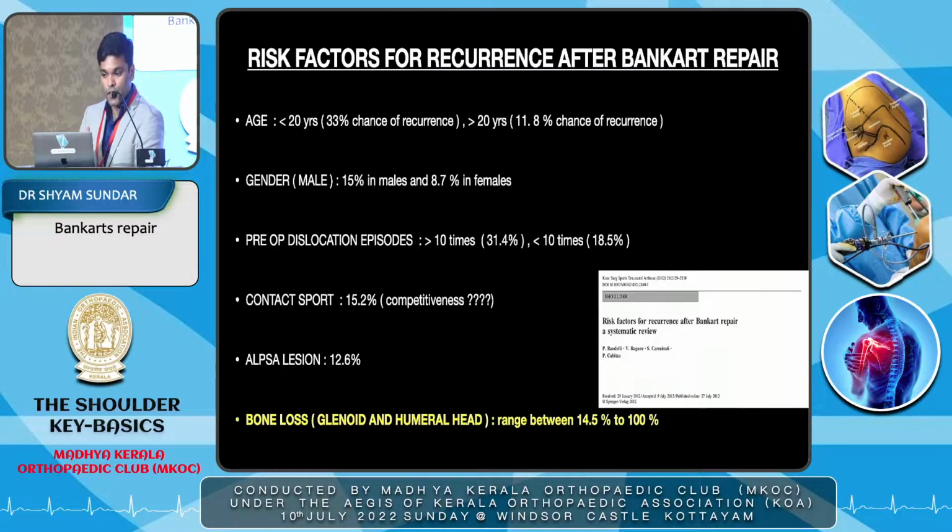Now the risk factors for failure after Bankart repair are usually age less than 30 years, male gender, more than 10 dislocations pre-operatively, involvement in contact sports, and presence of an ALPSA lesion. There are many anteroinferior lesions that are seen. The most important and dangerous one is actually the ALPSA lesion. We have to give specific attention to that. And then the presence of glenoid bone loss.